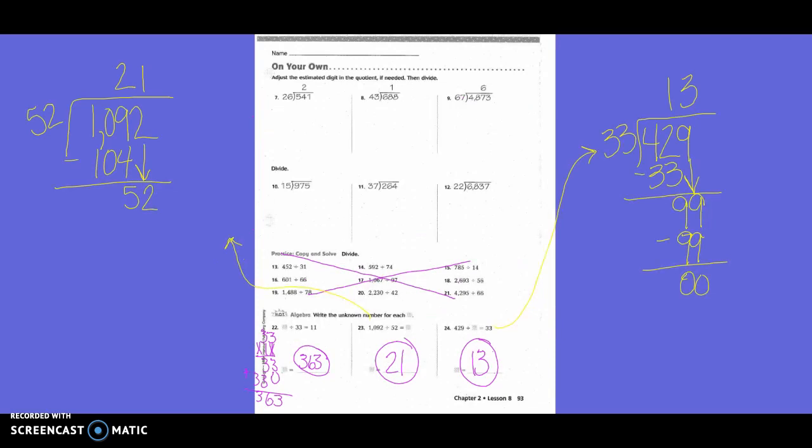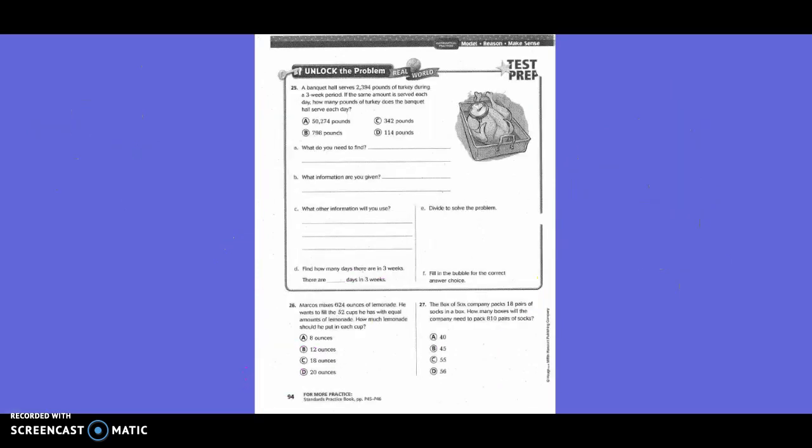This is our work and answers for number 22 through 24. Unlock the problem. A banquet hall serves 2,394 pounds of turkey during a 3-week period. If the same amount is served each day, how many pounds of turkey does the banquet hall serve each day? So, what do you need to find? The amount of pounds of turkey the banquet hall serves each day.